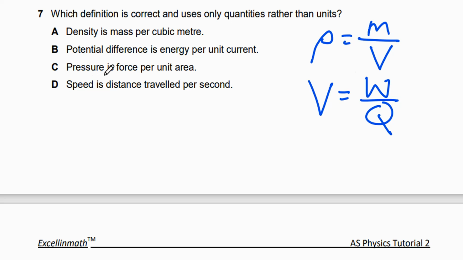Then in C, pressure is force per unit area. We know this definition is correct. And both force and area are quantities. They are not units. So the answer is C. Why is D incorrect? It says speed is distance traveled per second. Distance is a quantity, but the second is a unit of measurement. And hence D is not the answer.